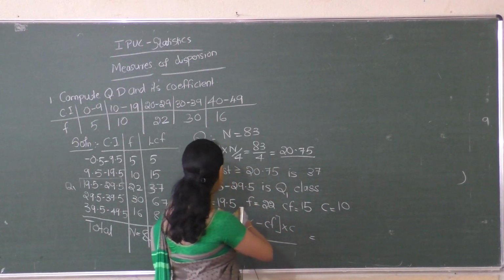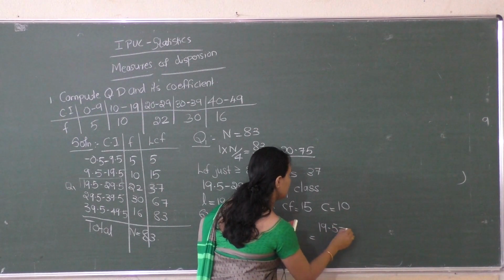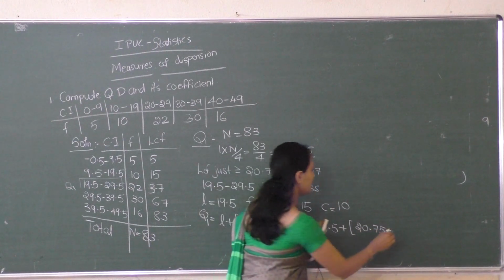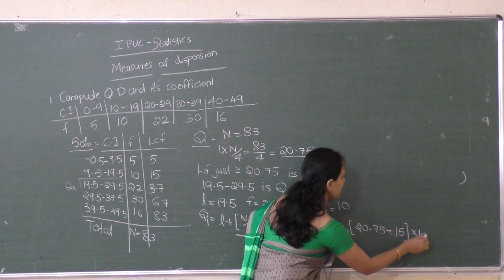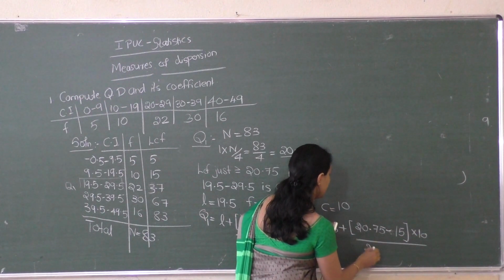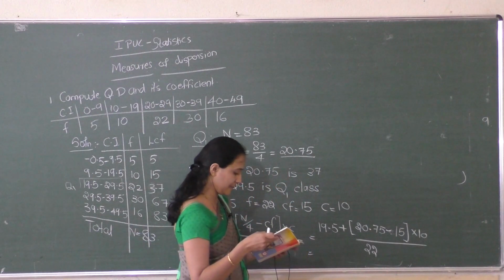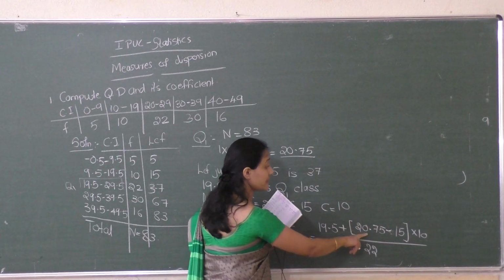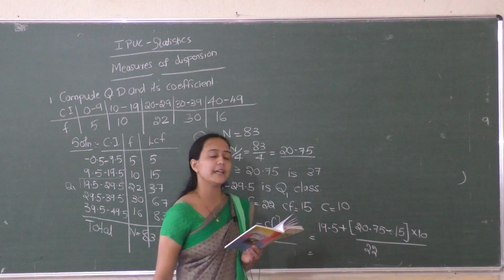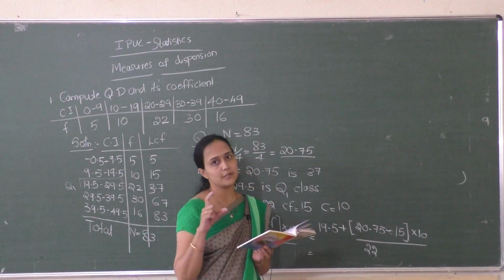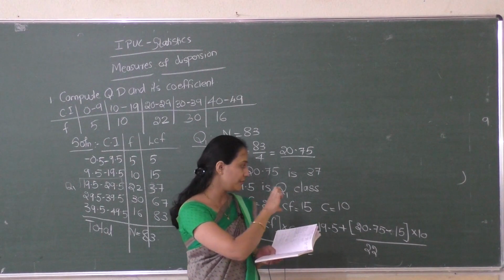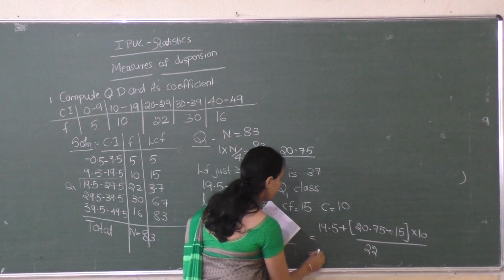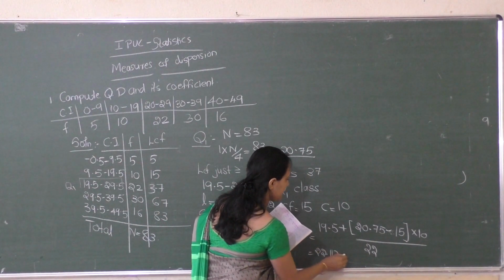I will write here. L means 19.5 plus 1 into N by 4 is 20.75 minus CF into C divided by F means frequency, that is 22. I will write the answer. Answer is 19.5 plus, first you have to do this: 20.75 minus 15 divided by 22, you will get one value, into 10. So if you do this much you will get one value plus 19.5. Answer is 22.1136.